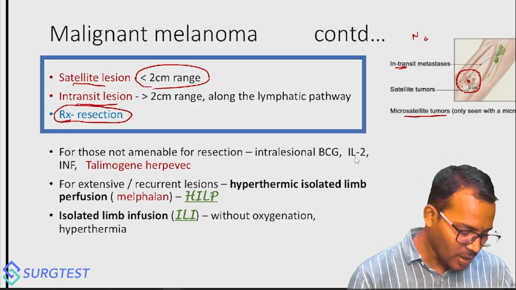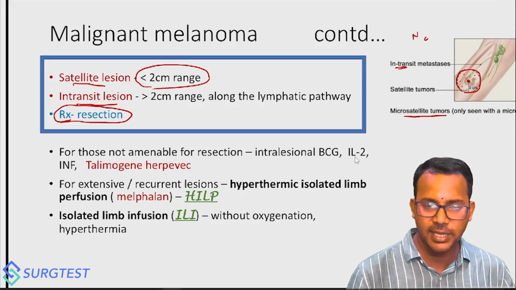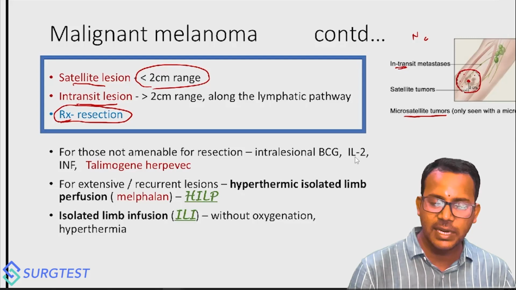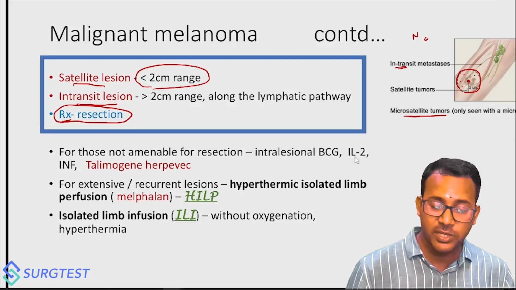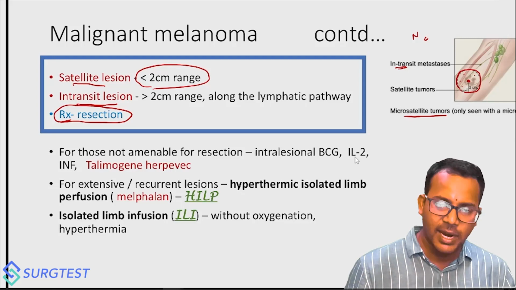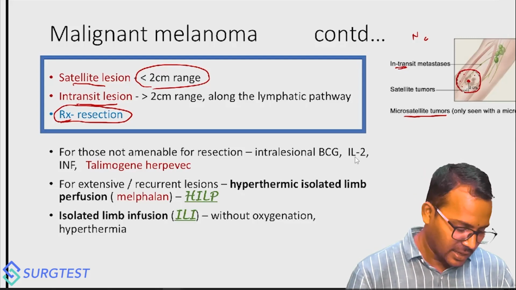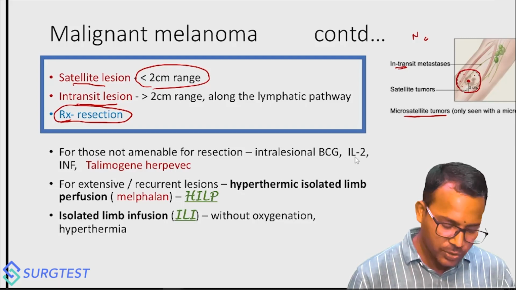Okay. For those patients who are not amenable for resection, let us say, if these satellite lesions or in-transit lesions are to such an extent that they are involving the whole of the limb or a very wide range such that you cannot do a wide excision, that means if you go for a wide excision, you will be ripping apart a lot of the tissues, and ultimately you will be left with a very large raw area which you cannot reconstruct.